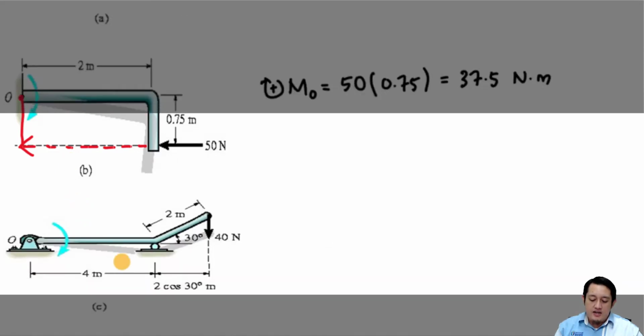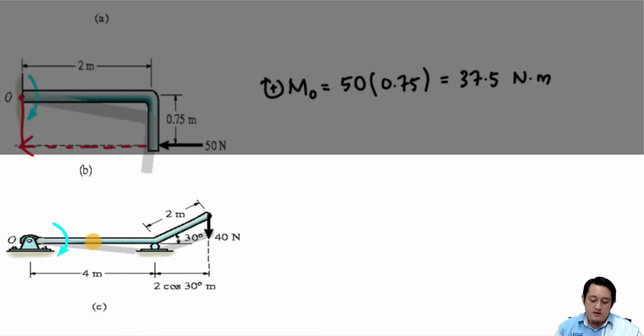Okay, let's look at this figure C here. Okay, they changed the shape a little bit. We still have the same rotation at point O here.